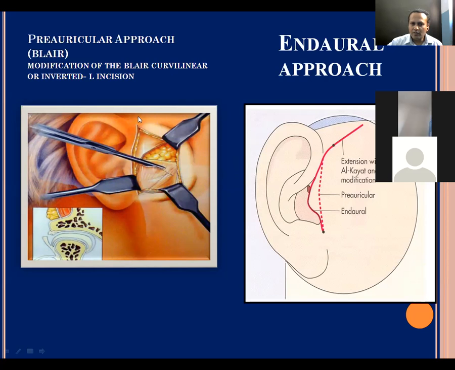Or if we take a modification of this approach, that is the temporal modification, then we can reflect a temporalis fascia flap from there, and we can put the temporalis fascia muscle in the resected region as an interpositional material. Then suture it off. That is the Alkayat-Bramley approach.